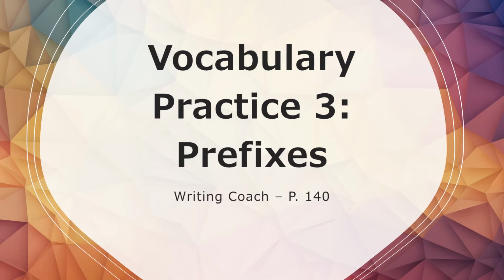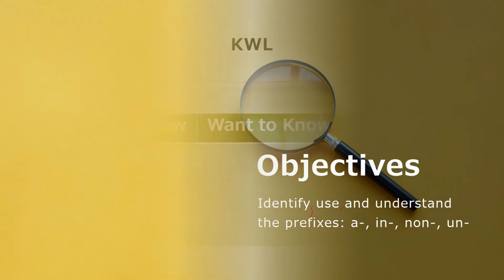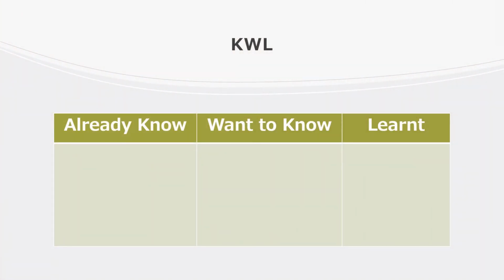Today's lesson is vocabulary. Kindly take writing coach and open page 140. By the end of this lesson, you should be able to identify, use, and understand the prefixes a, an, non, and in. Let me just put a comma here. I forgot. So use the KWL to write what you know about those prefixes and what you want to learn about those prefixes, and finally what you have learned in the end of the lesson.